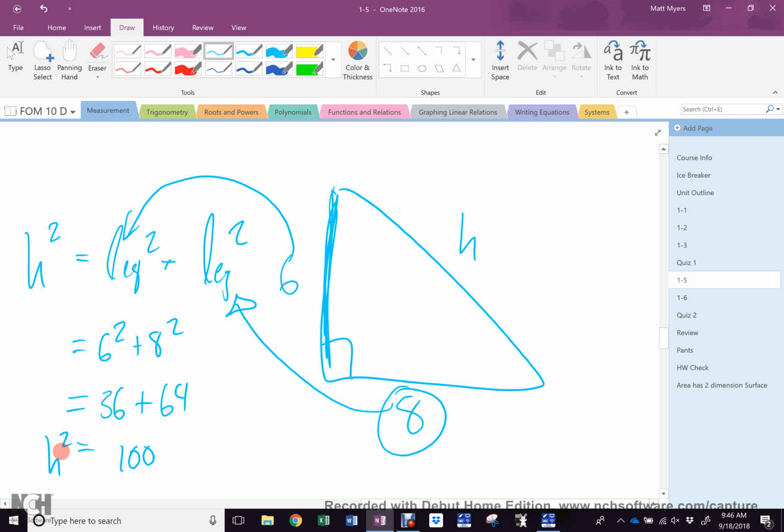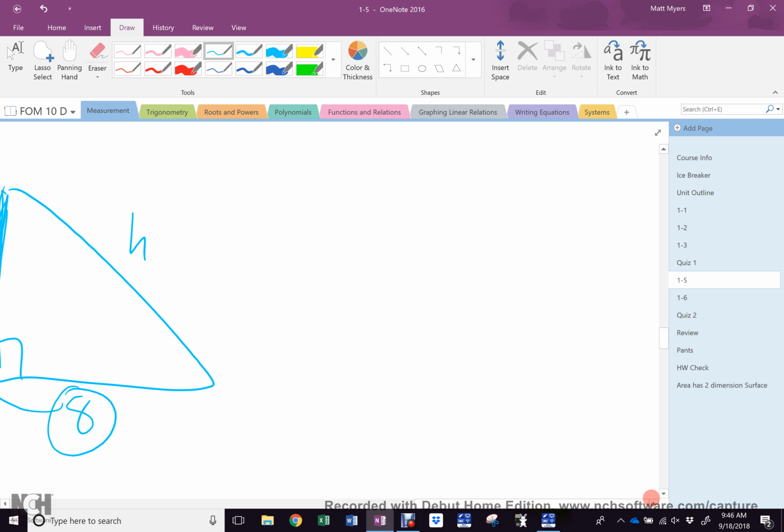But I do not want h squared, I want h. So at the end of Pythagoras, you have to square root. What is the square root of 100? 10. Now I'm going to give you a gift that your previous teachers should have given you.